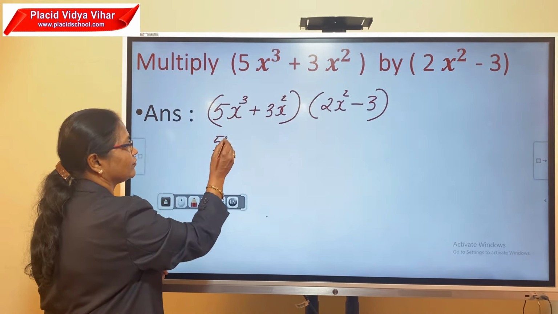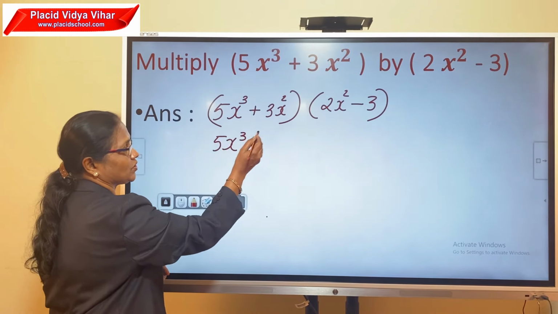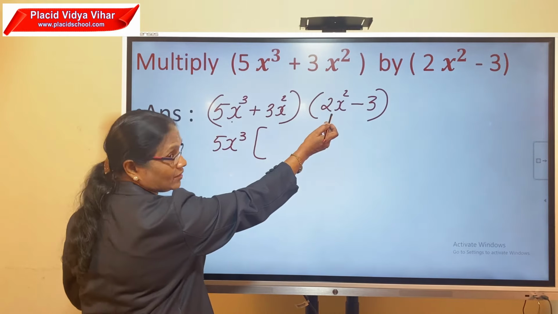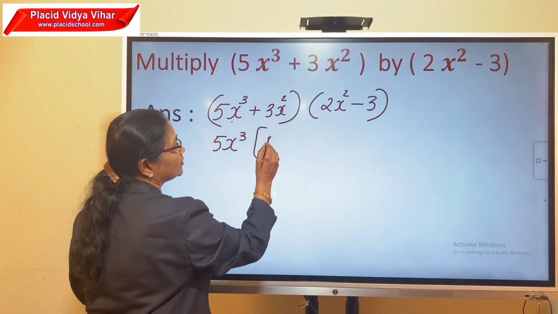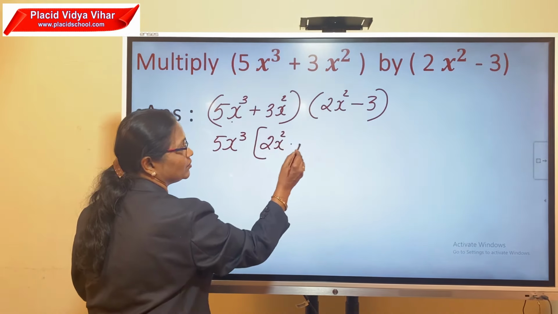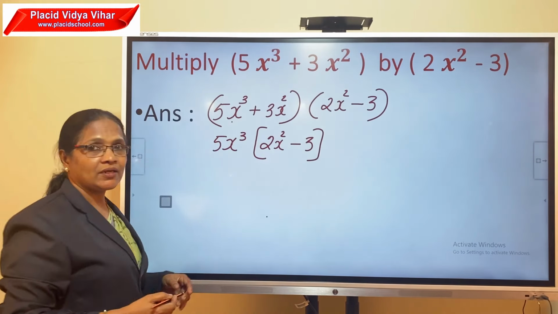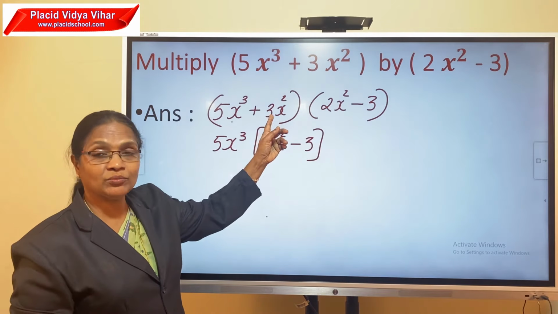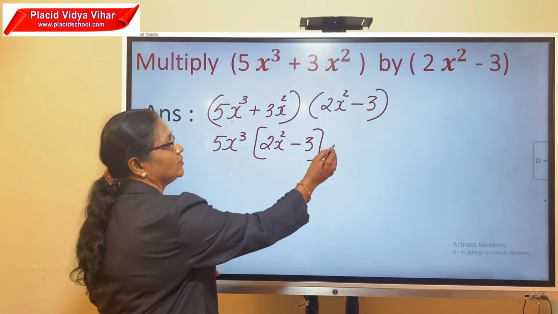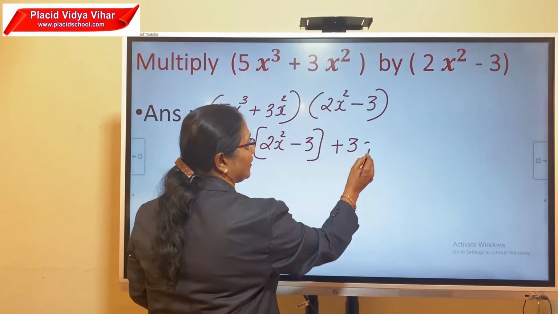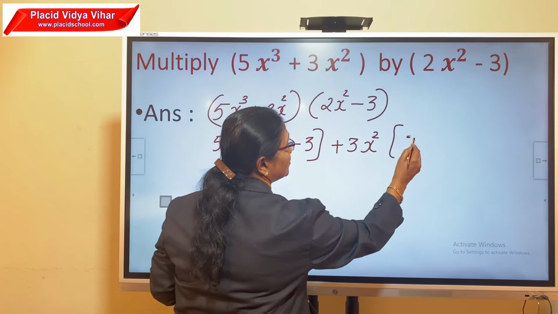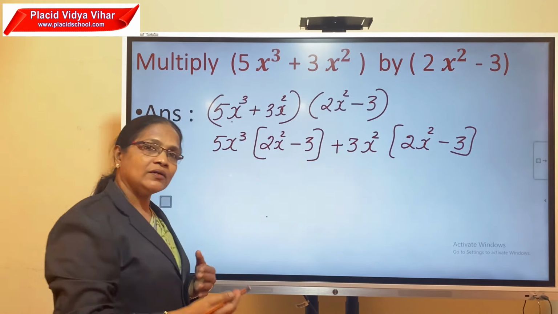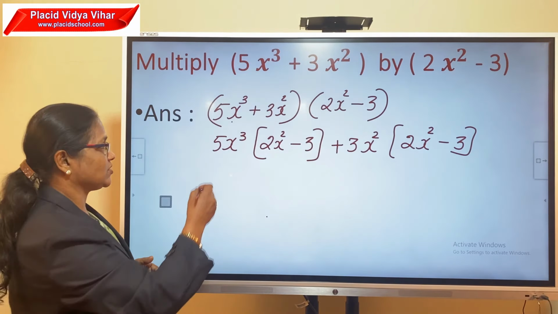Therefore, first of all, 5x cubed into the second binomial, that is 2x squared minus 3. Now the next term of the first binomial is plus 3x squared. Therefore, plus 3x squared into 2x squared minus 3. Now again, term by term multiplication.